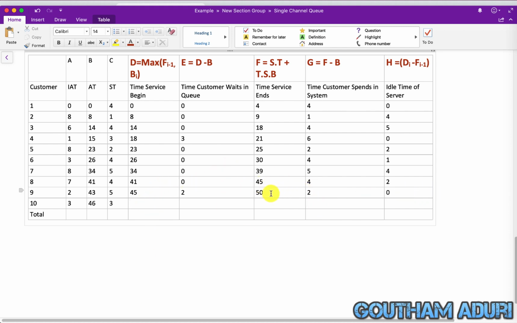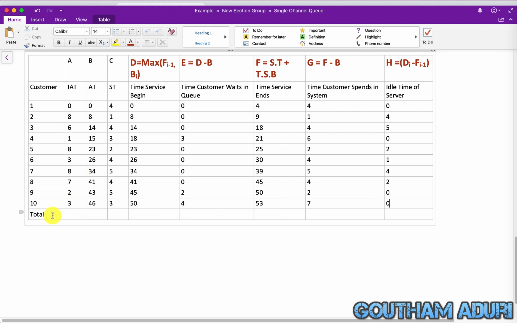The next one is 50 and 46. The highest value is 50. So compare the time service begins and the arrival time. And the next one is time customer waits in the queue, which is 50 minus 46, 4. Time service ends is 53, service time plus time service begins. And time customer spends in the system, 53 minus 46, it's 7. And idle time of the server is nothing but time service begins minus the previous, 50 minus 50, 0.